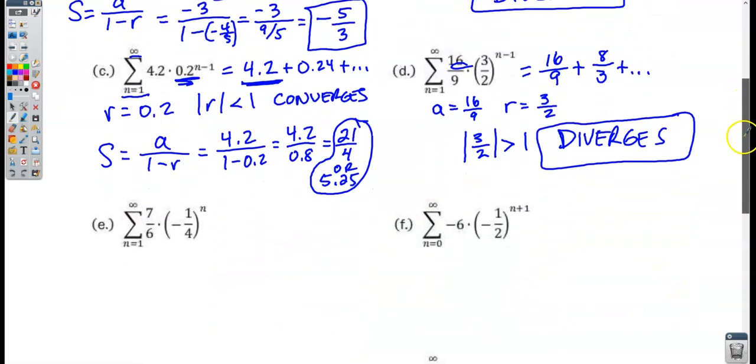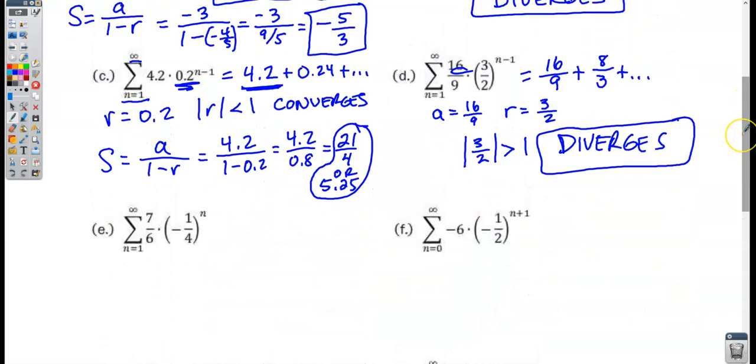All right. Part E, this one's a little tricky maybe, because when n equals 1, that's going to be our first term. So don't just fall into the habit of thinking that when we see one of these in summation form that this is always going to be our first term. That's not the case. Looking at this, when n is 1, that's our first term, and that's negative 1/4 to the first power. So we've got to multiply, and we find that the first term of this series is negative 7 over 24, and then would be plus 7 over 96, etc., etc.